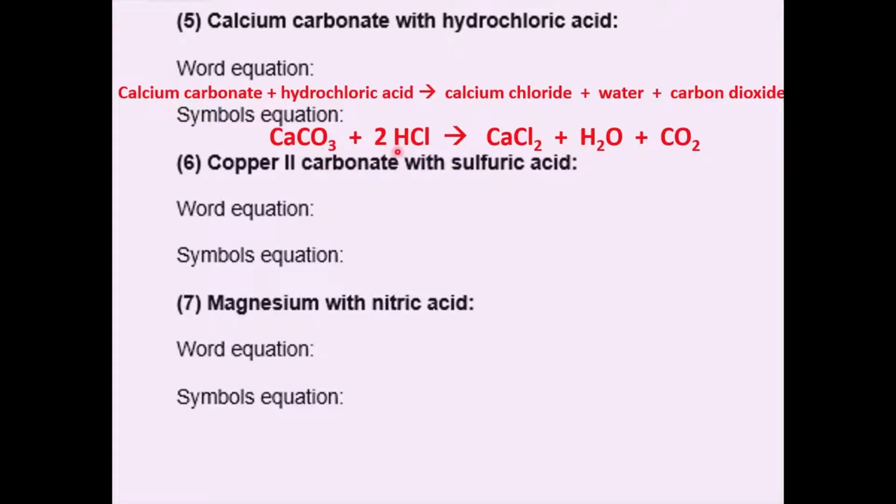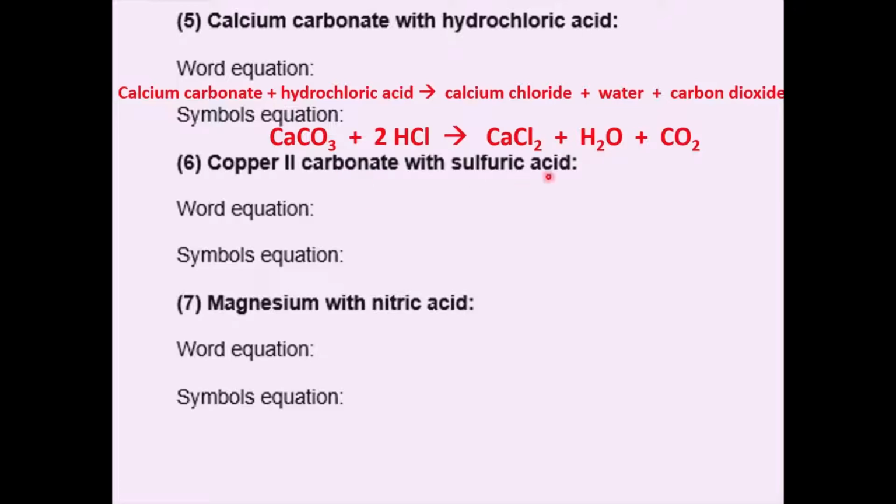Other ones: hydrochloric acid, HCl, calcium chloride. Again, be careful of this, Ca is 2+, group 2, chlorine is 1-, so CaCl2, water H2O, carbon dioxide CO2. Then when you look either side, 2 chlorines, 2 hydrogens, so we need a 2 in front of the HCl.